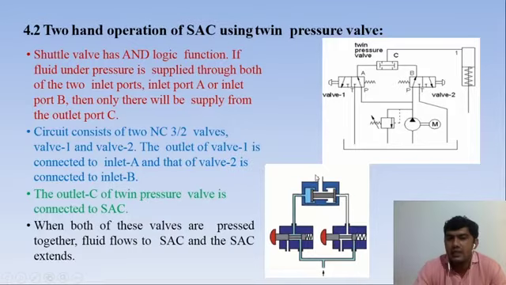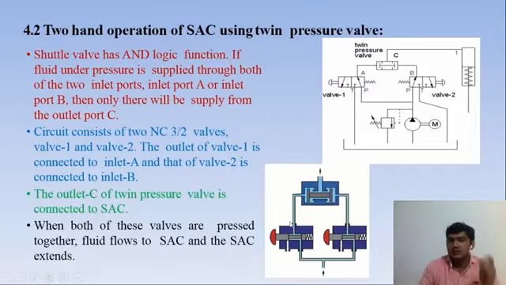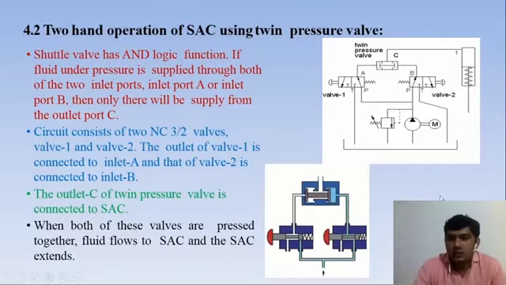So we can also use it for two-hand operation with a twin pressure valve. In the circuit diagram, whenever we start our hydraulic pump, fluid will be passed from the reservoir to port P in both valve 1 and valve 2. If we supply fluid from only valve 1, there will be no output. If we supply hydraulic fluid from only valve 2, there will be no output.